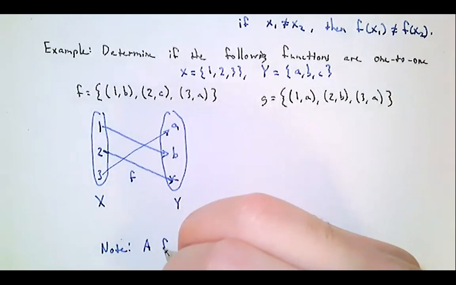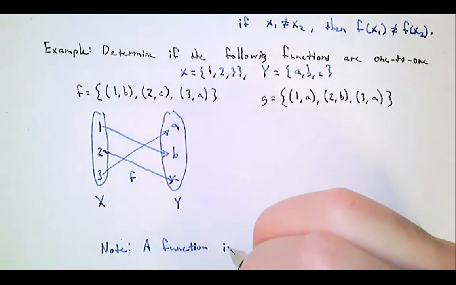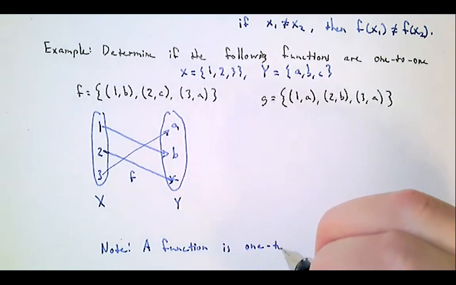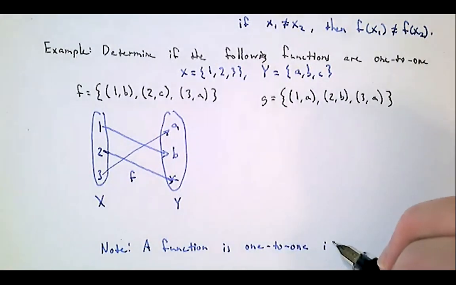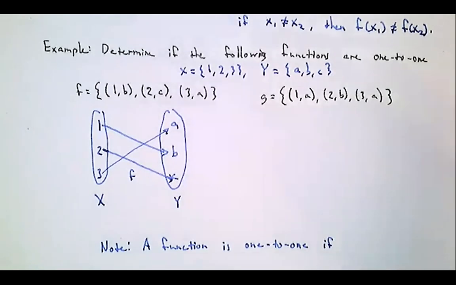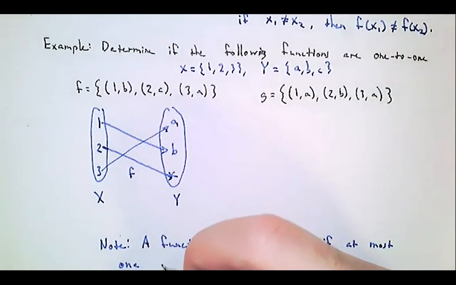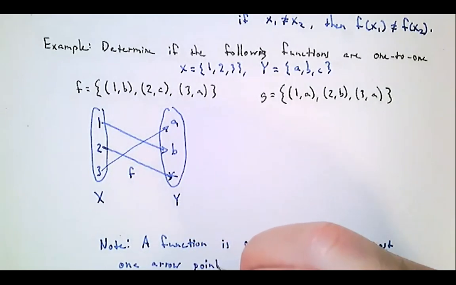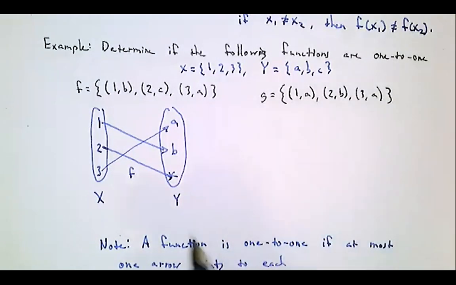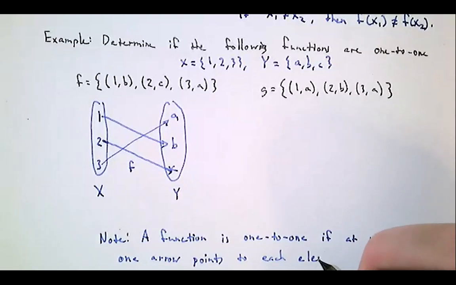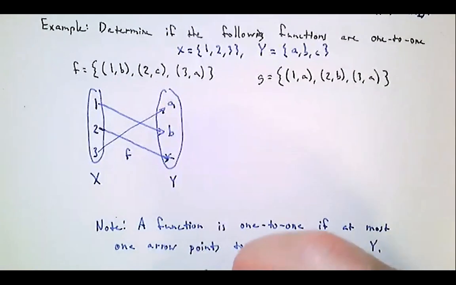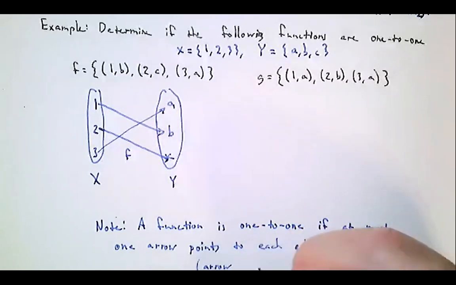So a function is one-to-one if at most one arrow points to each element in Y. And this is for these little arrow charts. These work for small functions like this one.